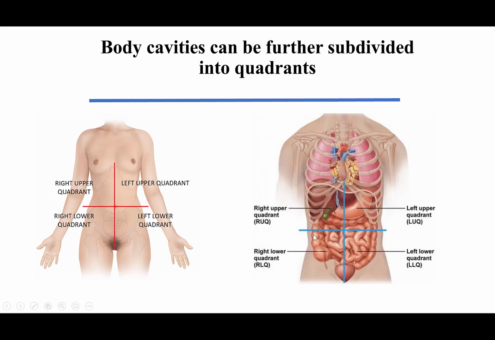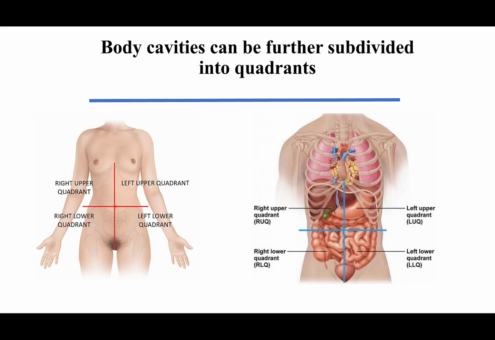With these body cavities, we can further divide them up into quadrants. Basically, we divide your abdominal pelvic cavity into 4 sections. How is this used? Let me tell you.